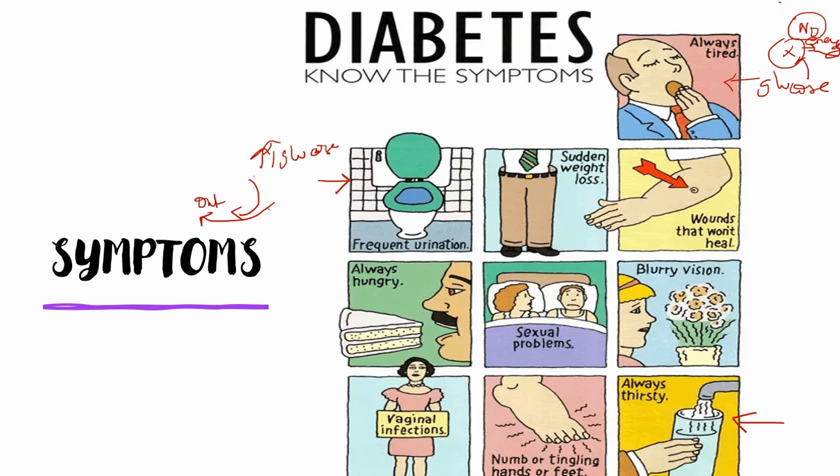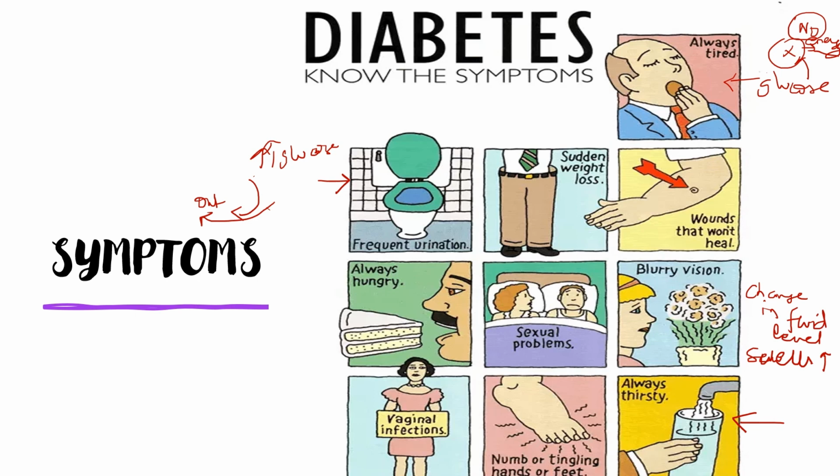Other than this, the person can have a blurry vision because whenever there is any change in the fluid levels of the body, the lens of the eye swells up. When this lens swells up, the vision becomes blurry.